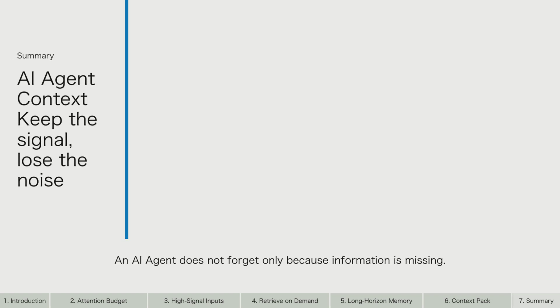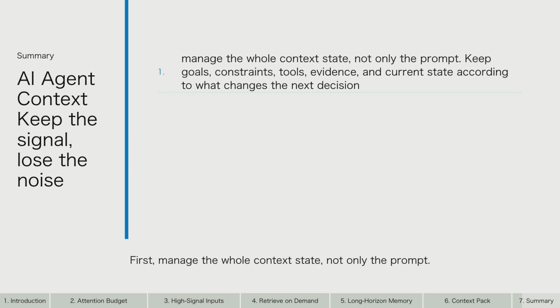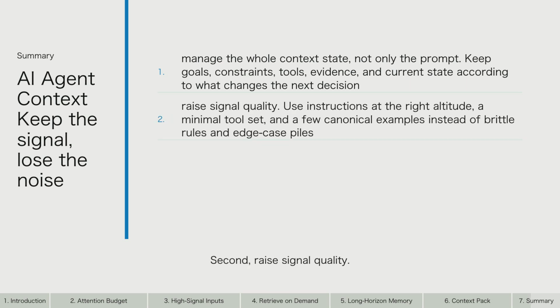An AI agent does not forget only because information is missing. It can also lose focus because too much undifferentiated information competes for a finite attention budget. First, manage the whole context state, not only the prompt. Keep goals, constraints, tools, evidence, and current state according to what changes the next decision. Second, raise signal quality. Use instructions at the right altitude, a minimal tool set, and a few canonical examples instead of brittle rules and edge case piles.